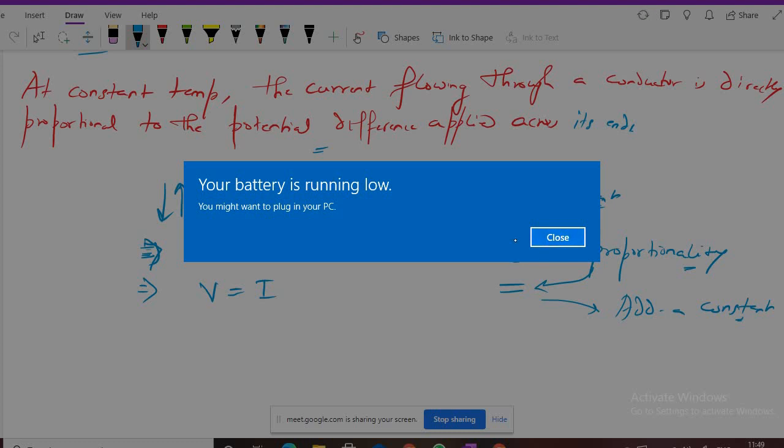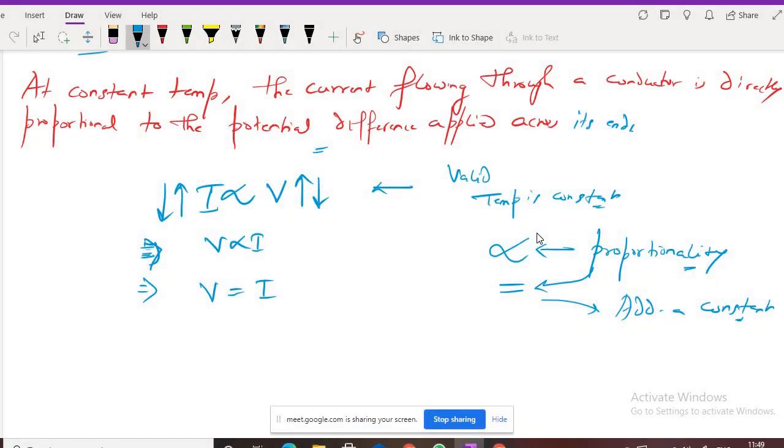Just hold on, the battery is running low. Excuse me, students, sorry for the disturbance. Are you all there? Yes, sir. That's good. My battery was running out, I have switched on the charger. Anyway, let's come back.